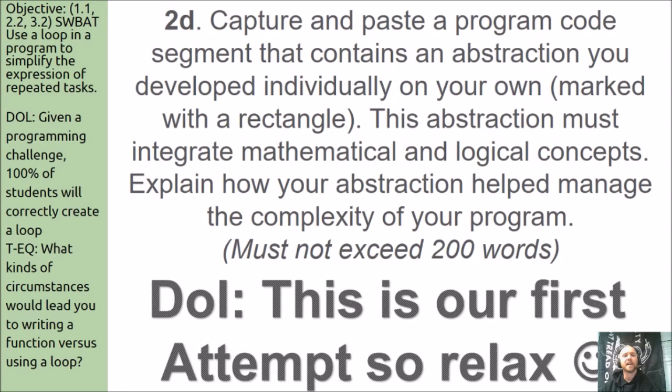And 2D is the last one. Capture and paste a program code segment that contains an abstraction you developed individually on your own. And mark this with a rectangle. It says the abstraction must integrate mathematical and logical concepts, explain how your abstraction helped manage the complexity of your program. And I'll help you with that a little bit too by giving you examples.